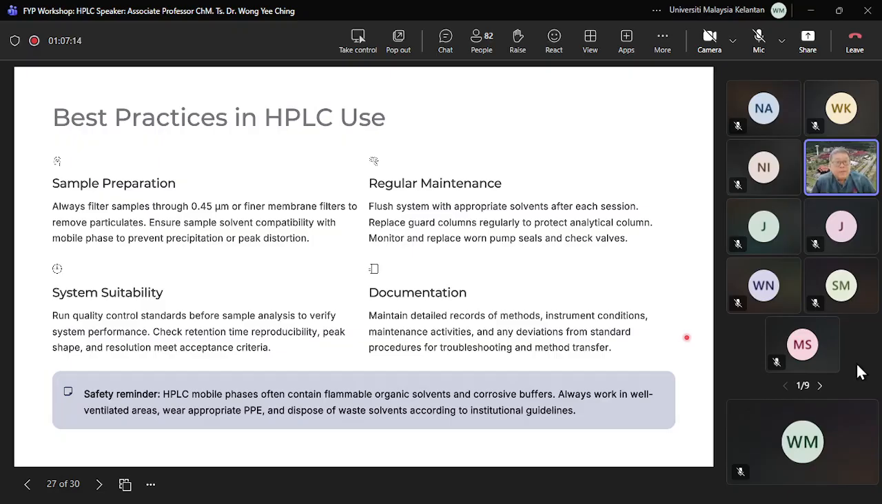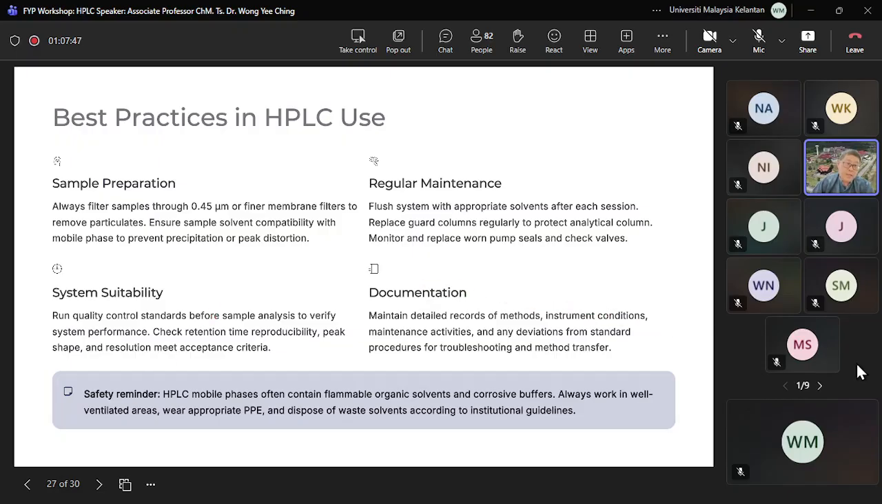But some safety reminders also, because HPLC mobile phase often contains flammable organic solvent or corrosive buffer. So always work in a ventilated area, and then wear your appropriate PPE, and then dispose of your waste solvent according to the safety guideline. Hopefully this is also being done properly by our lab assistant.